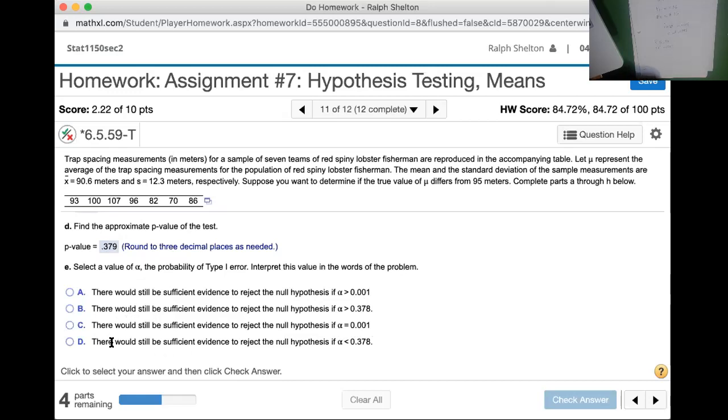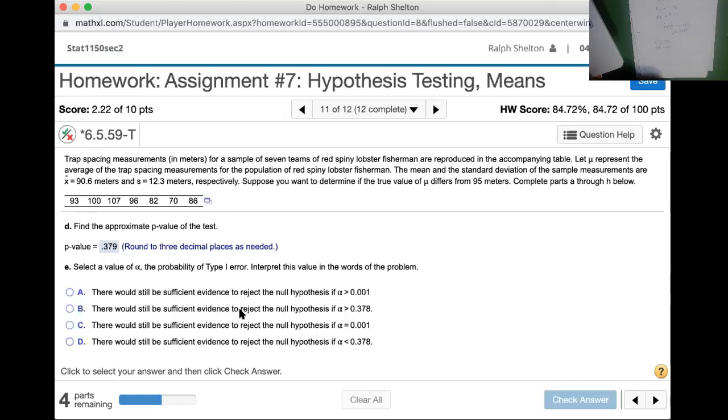D, there would be sufficient evidence to reject if alpha was less than 0.378. That's true, right? Because then if alpha, oh wait a minute, let's see, there would still be evidence to reject if alpha was less than 0.378. No, you're not going to reject with a p-value of 0.379. Okay, it would be B here.